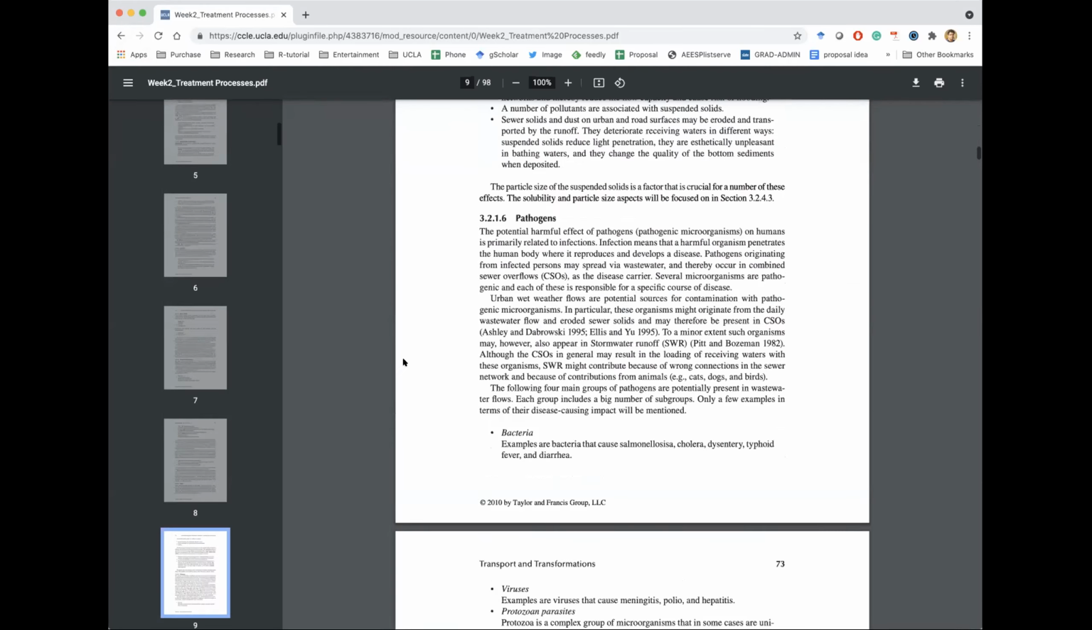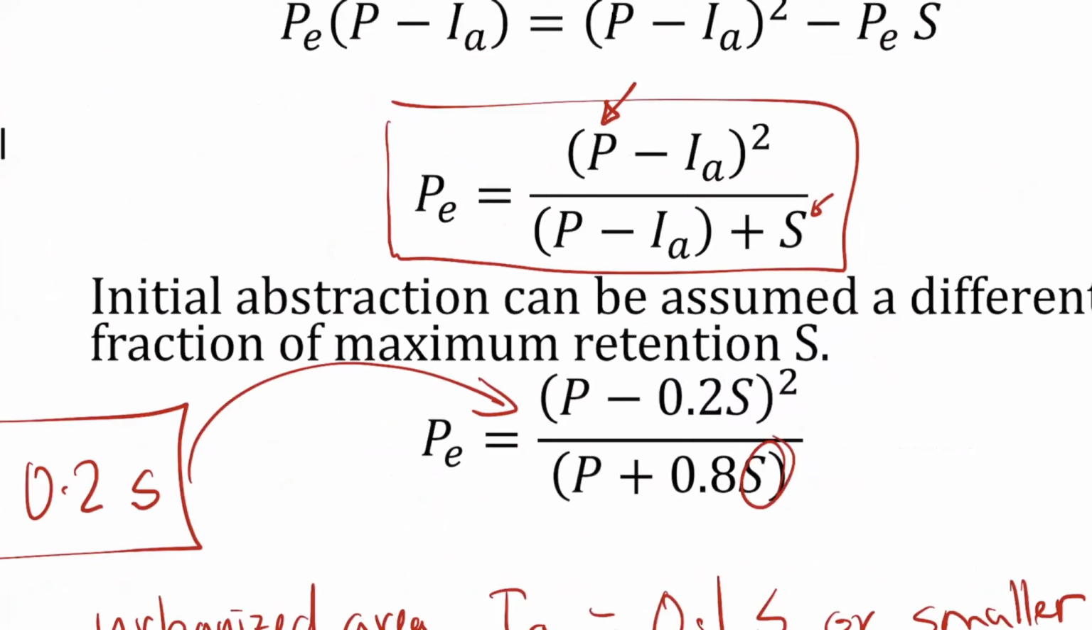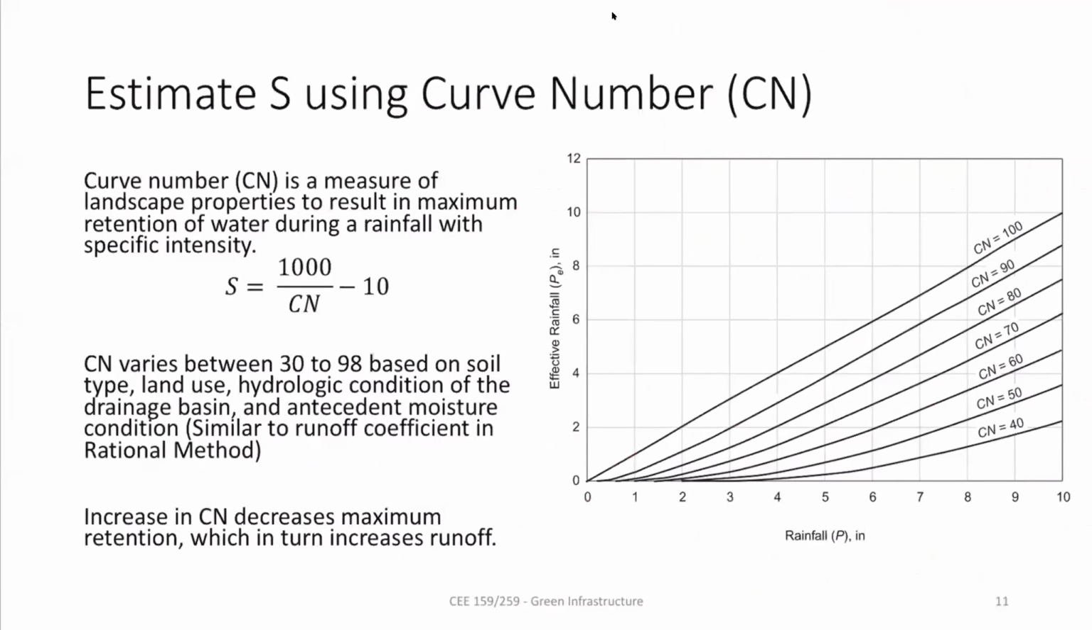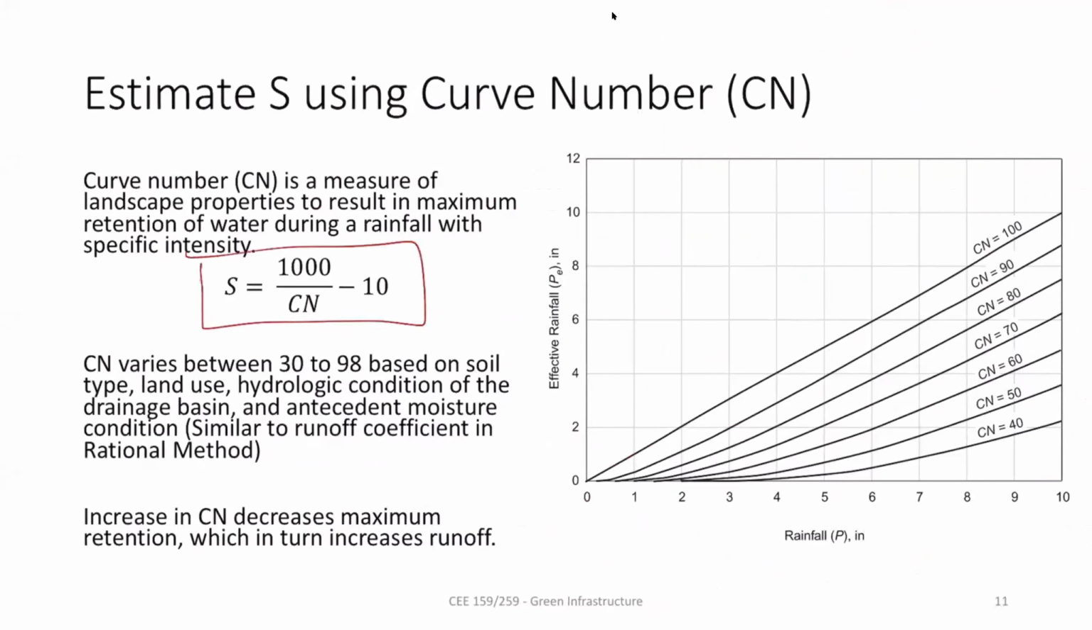So now from this equation, you got to know the S value, right? I told you that the S value is something you got to have based on that location's site properties. So how do you know that one? That's exactly where the curve number comes into play. So S is related to curve number using these equations. S equals 1000 divided by curve number, minus 10. S is again the maximum retention of water in that location.